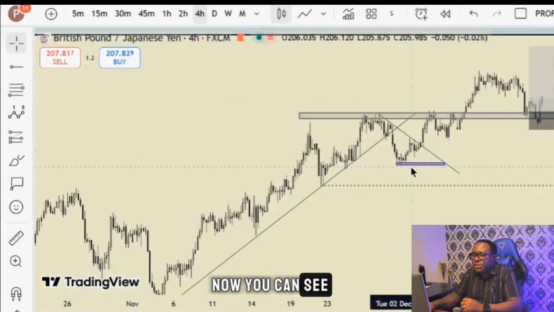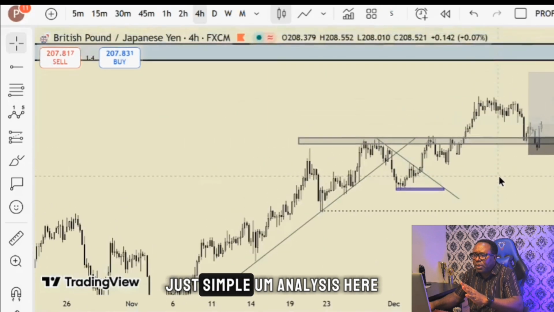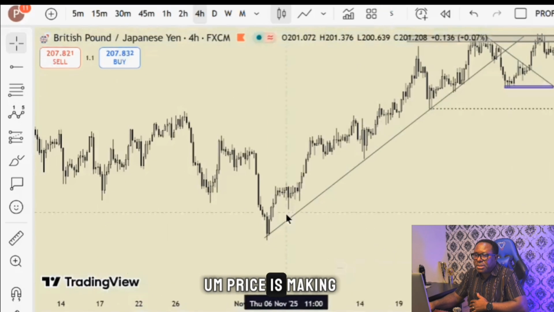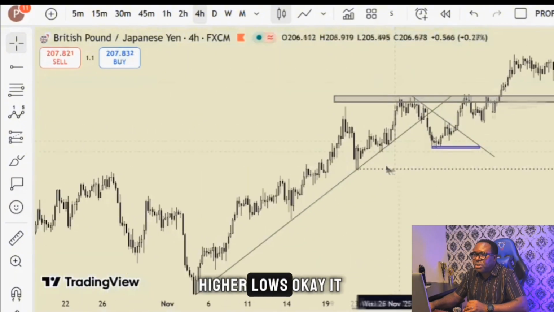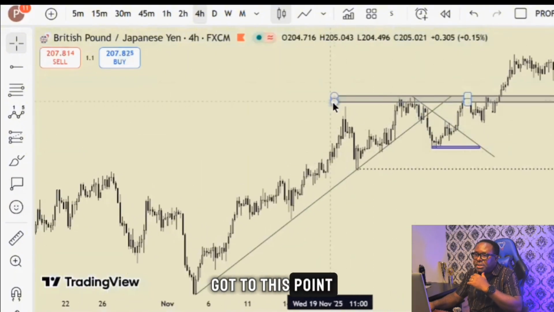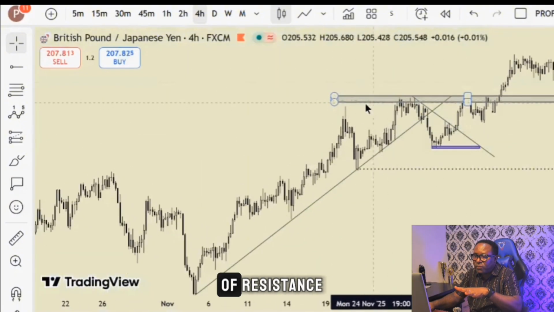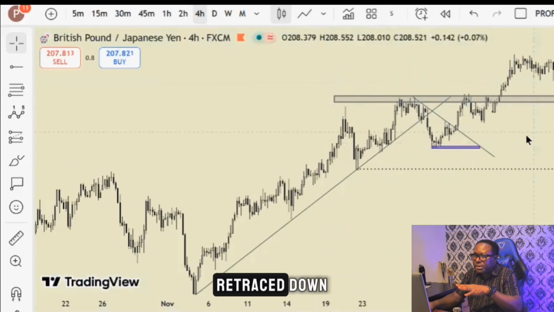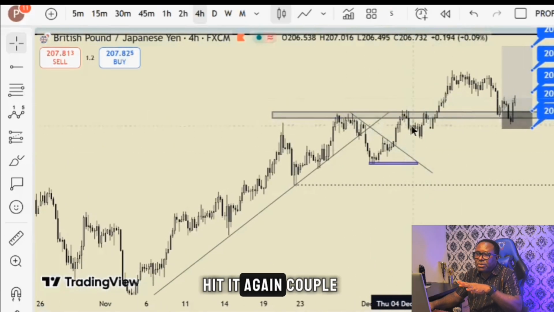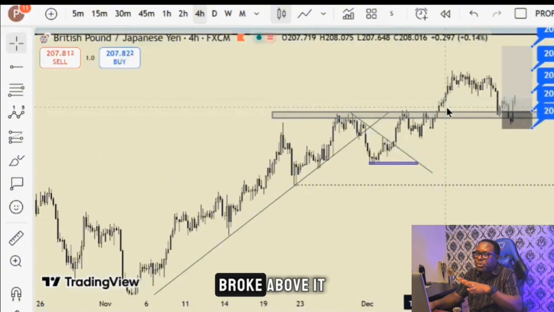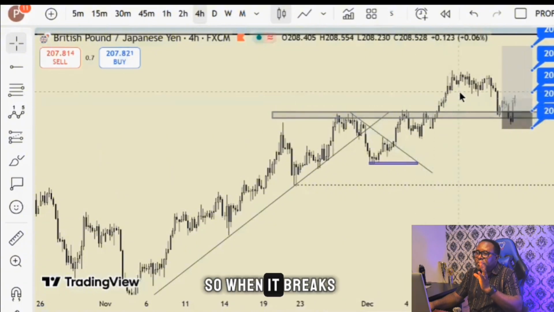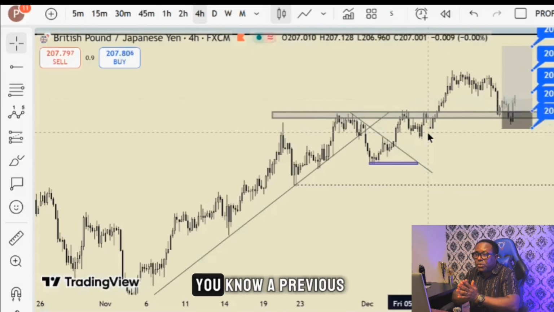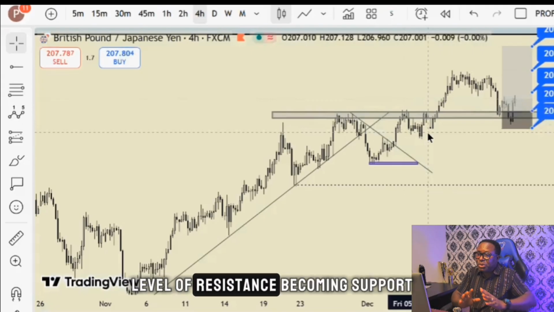Now you can see just simple analysis here. Price is making all these higher highs, higher lows. It got to this point, it hit this level of resistance. It retraced down, hit it again a couple of times and broke above it. So when it breaks above it, a retest of that zone is what we call confluence, the previous level of resistance becoming support.